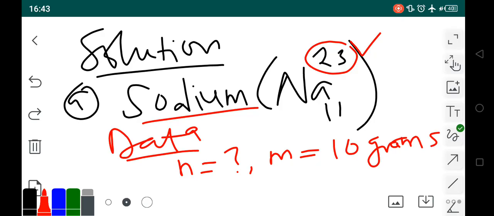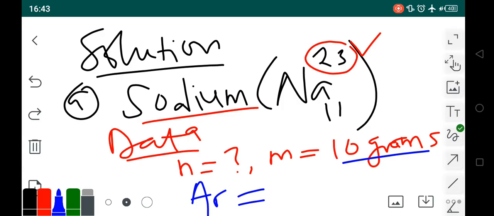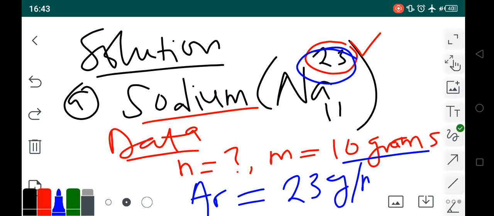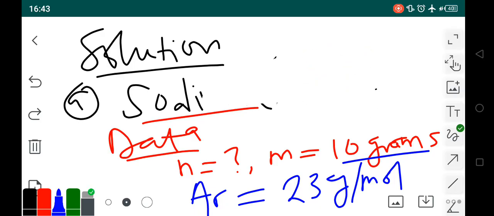So 10 grams, okay. So we have 10 grams. Then what else do we need? Since it's a single element, our relative atomic mass is just going to be this number on top of our sodium, which is 23 grams per mole. Those are the units. So once you have this piece of information, it becomes very easy for us to continue with the question.